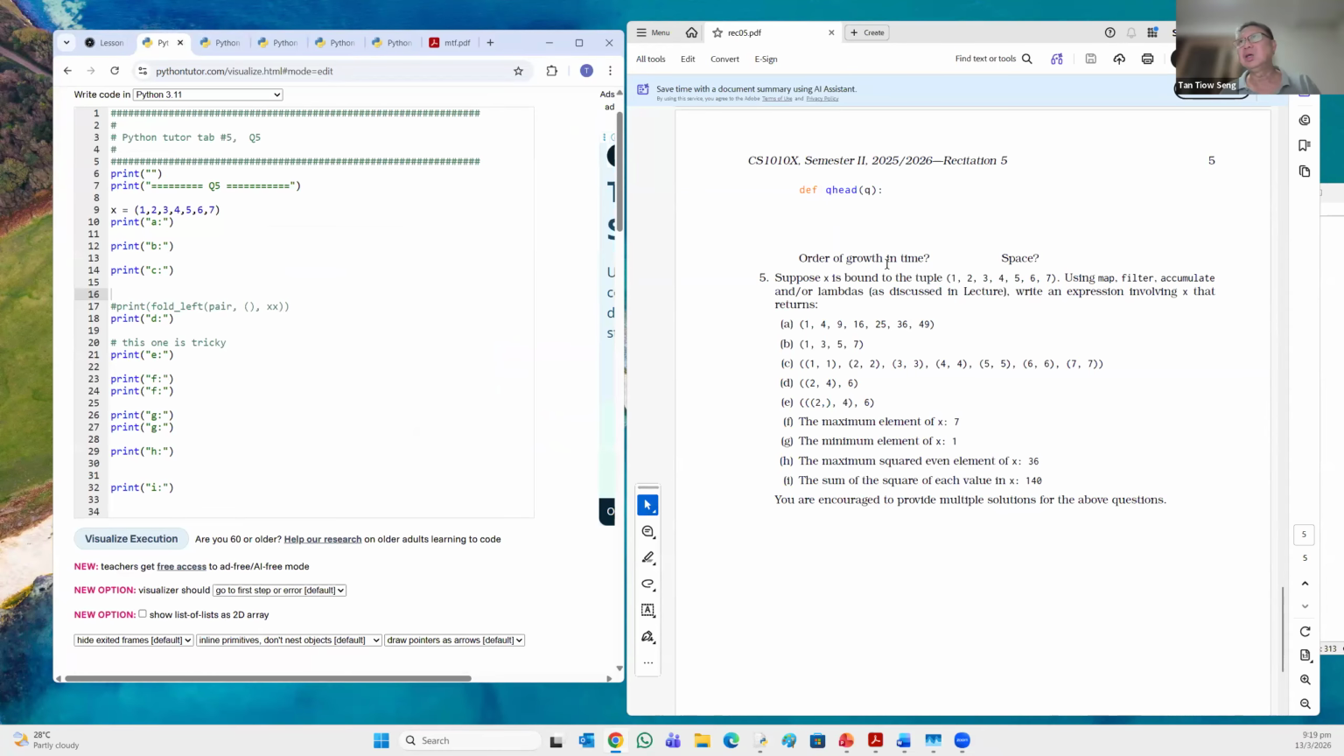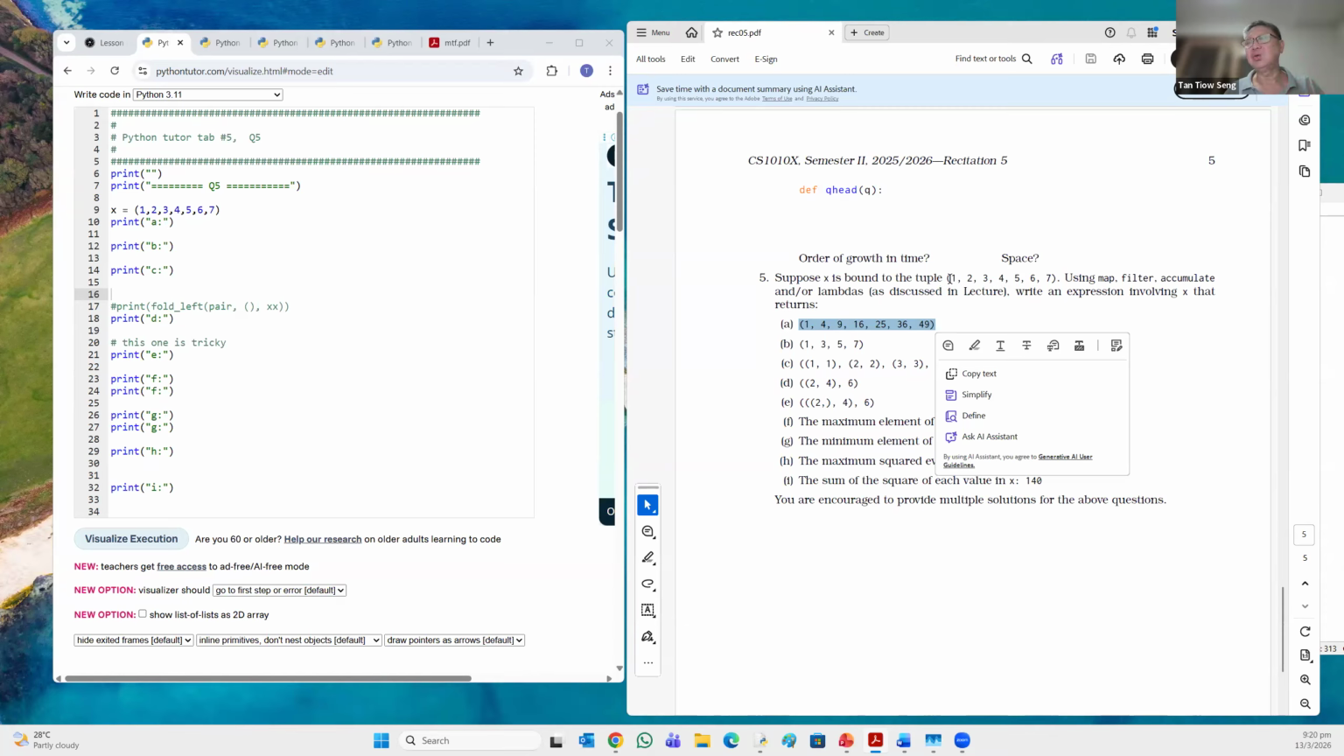Here again, you are told with the tuple 1, 2, 3, 4, 5, 6, 7, you're supposed to use map, filter, accumulate, or lambda to do your thing. So let's see. All right, A, this should be an easy one: 1, 4, 9, 16, 25, 36, 49, coming from 1, 2, 3, 4, 5, 6, 7. What is it? It looks like you are just simply mapping.